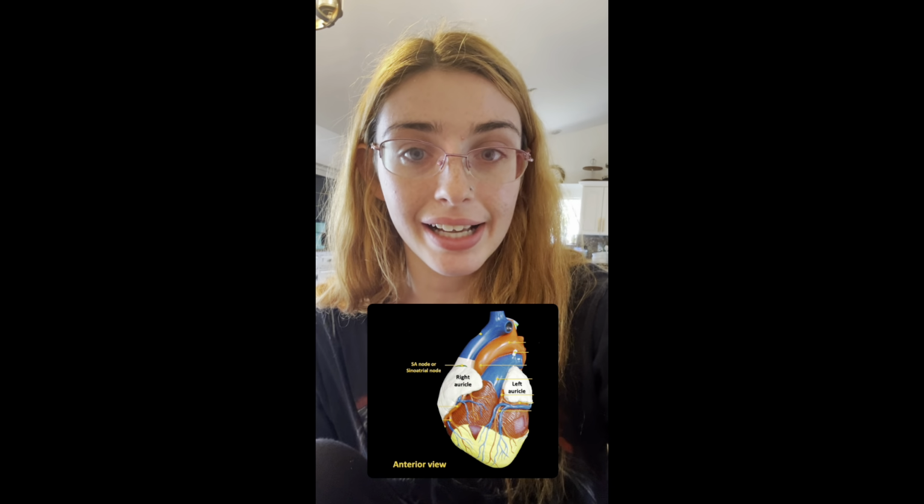The sinoatrial node has specialized cells that conduct action potentials. Sodium ions slowly flow into the cell, making it more positively charged. This is called the pacemaker current. This current allows sodium ions to slowly flow into the cell, even when the cells are at rest. When the charge reaches a certain level, calcium ions flow in and make it even more positively charged.